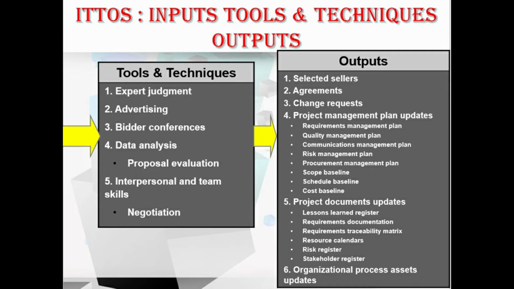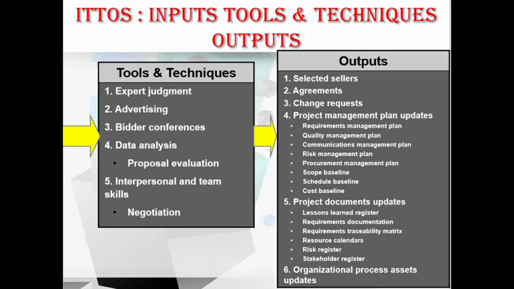And also in outputs, we have the project document updates, which contain the lessons learned register, requirements documentation, requirements traceability matrix, resource calendars, risk register, and stakeholder register. And also in the outputs, we have the organizational process assets updates. Okay, this is an overview of all the ITTOs, that is inputs, tools and techniques, and outputs.